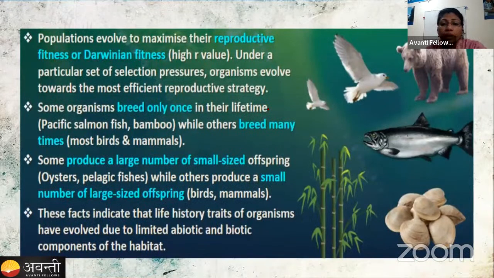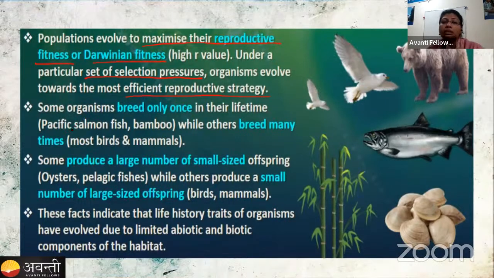Now moving towards the life history, okay, why reproduction is so important. Populations always evolve to maximize their reproductive fitness. That was also explained by the example of Darwinian fitness, that is natural selection. It says that under a particular pressure, organisms always evolve towards the efficient reproductive strategy. That is also expressing the survival of the fittest here.